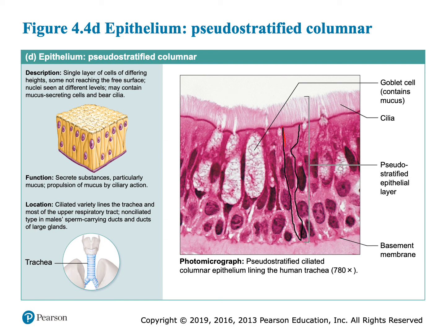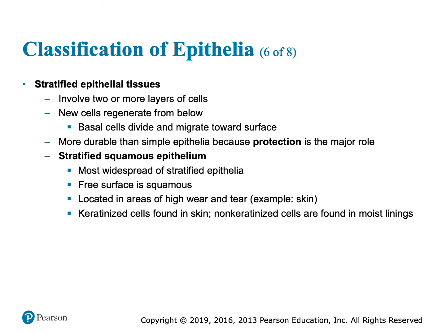Okay, stratified epithelium. Stratified, more than one layer. The regeneration actually happens at the basal surface. So those basal cells, which are actually a type of stem cell, are the ones that are going to go through mitosis and they slowly migrate upwards. We're going to do that in skin. You'll see it. Because of the multiple layers, he's more protective. His role is for protection.